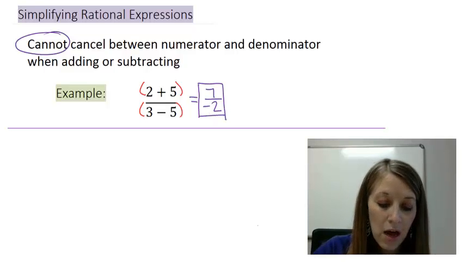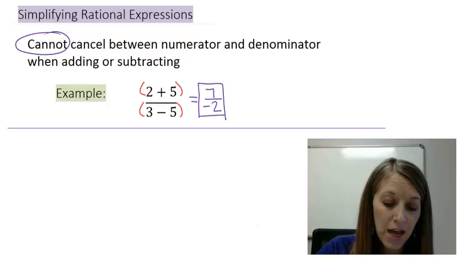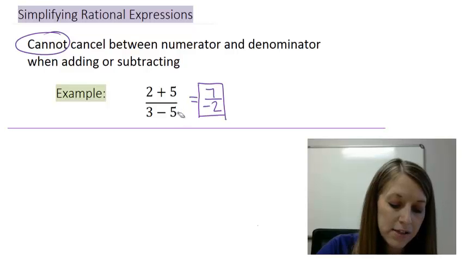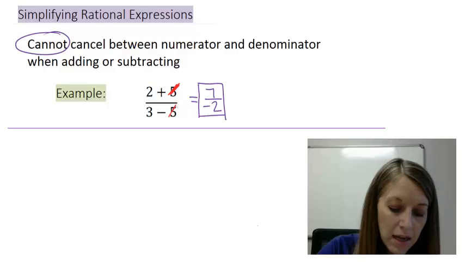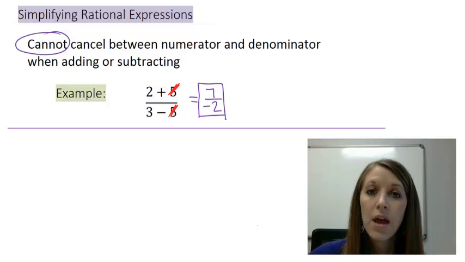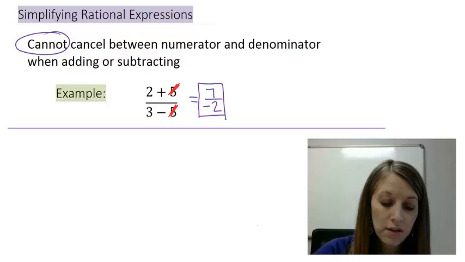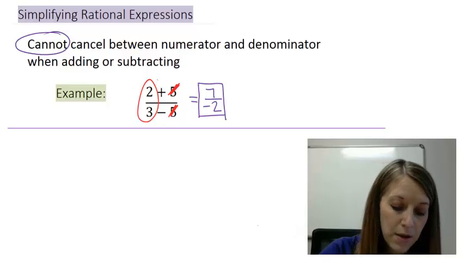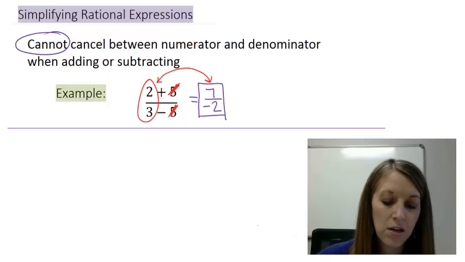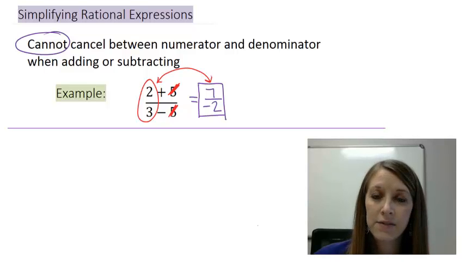Now, I want to point out that you cannot simplify this example by canceling out. Notice that I see 5s in both my numerator and my denominator, but that does not mean I can cancel out these 5s. Because if I did it in that fashion, that means I would get the answer of 2/3. And I should know that that is not okay because 2/3 is definitely not the same thing as negative 7/2. So you cannot cancel when you are adding or subtracting.